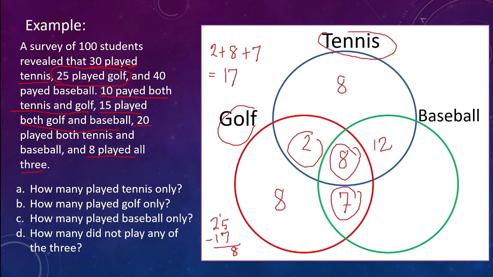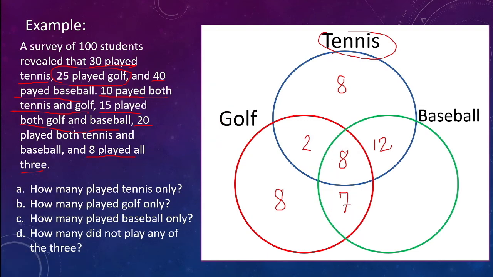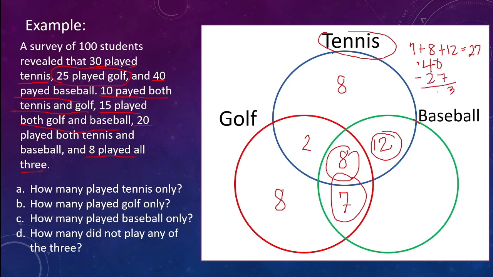Last part, baseball. So, we have here 40 played baseball. So, dito sa part ng baseball, yung kulay green na circle, meron ka ng 12, 8, at 7. So, i-add natin lahat. 7 plus 8 plus 12 is equal to 27. So, ang gagawin natin sa 27, ima-minus natin siya sa 40. So, 40 minus 27, we have 13. So, 13 played baseball only.